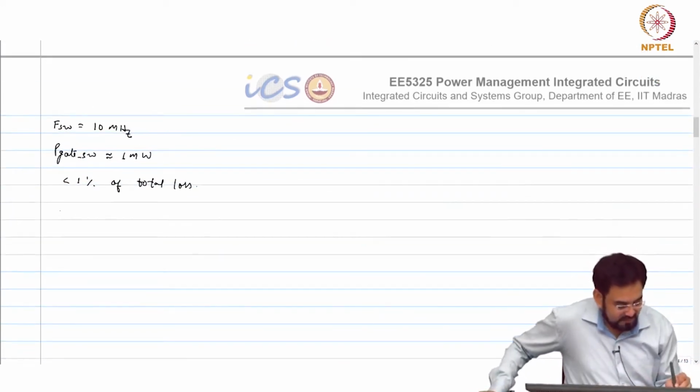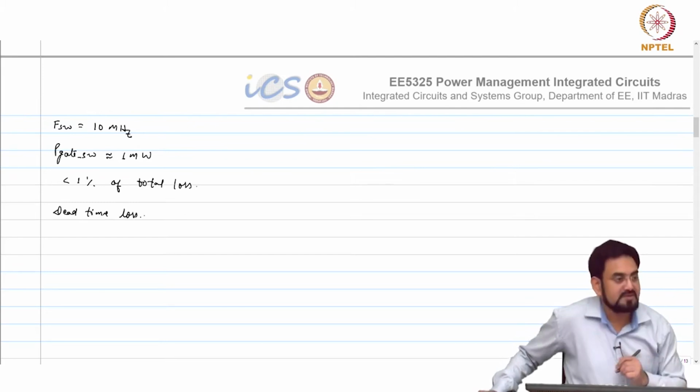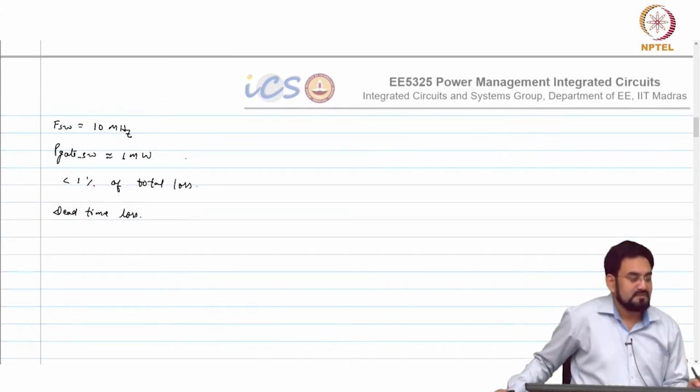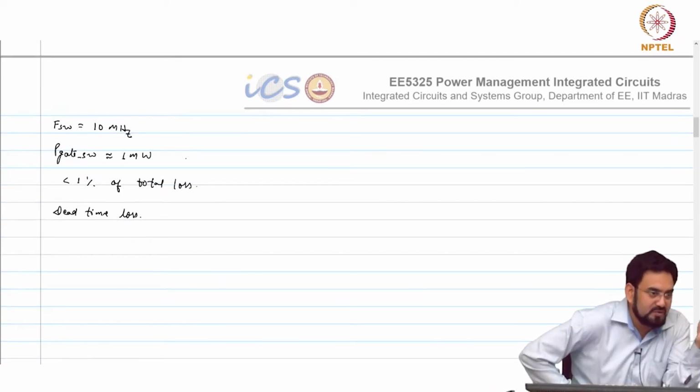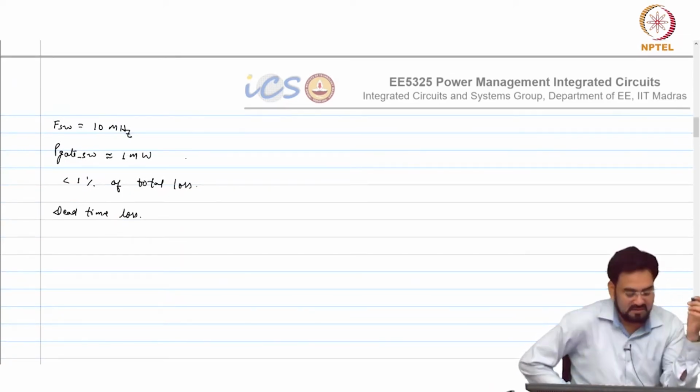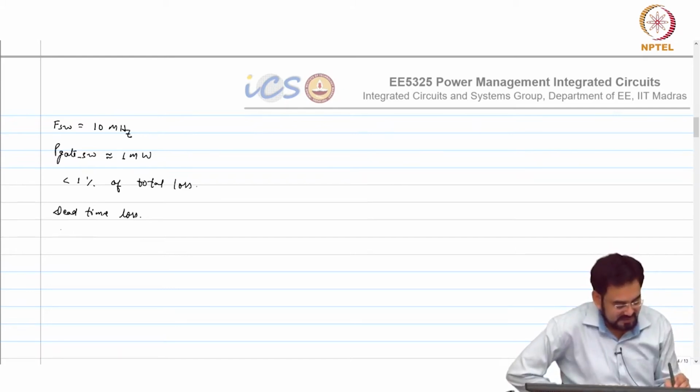So dead time loss. Let's say I keep dead time, usually you keep 1 to 2 nanosecond. So let's say T dead equal to 2 nanosecond, and FSW equal to 1 megahertz.